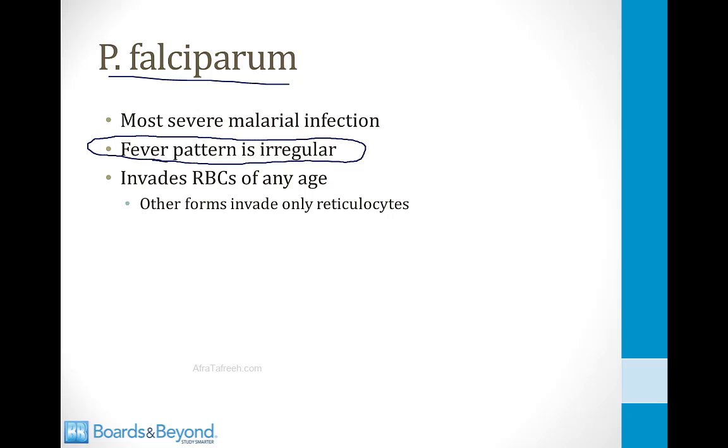It is irregular. And one thing that's very high yield to know for Step 1 about this type of Plasmodium is that it invades red blood cells of any age. The other forms only invade reticulocytes, and that's why they cause less severe symptoms. But you can imagine that if this malaria is capable of invading any red blood cell in the bloodstream, it can cause much more dramatic and severe symptoms.